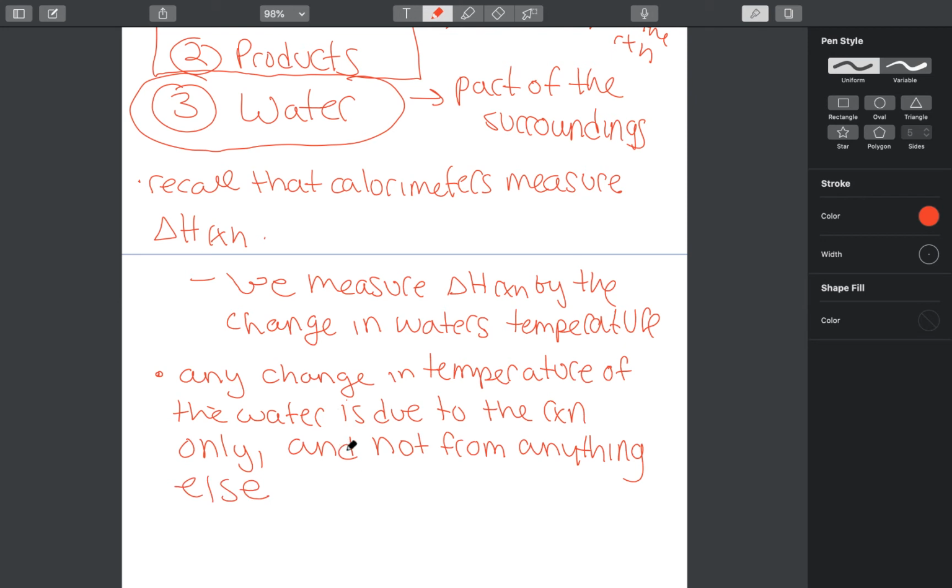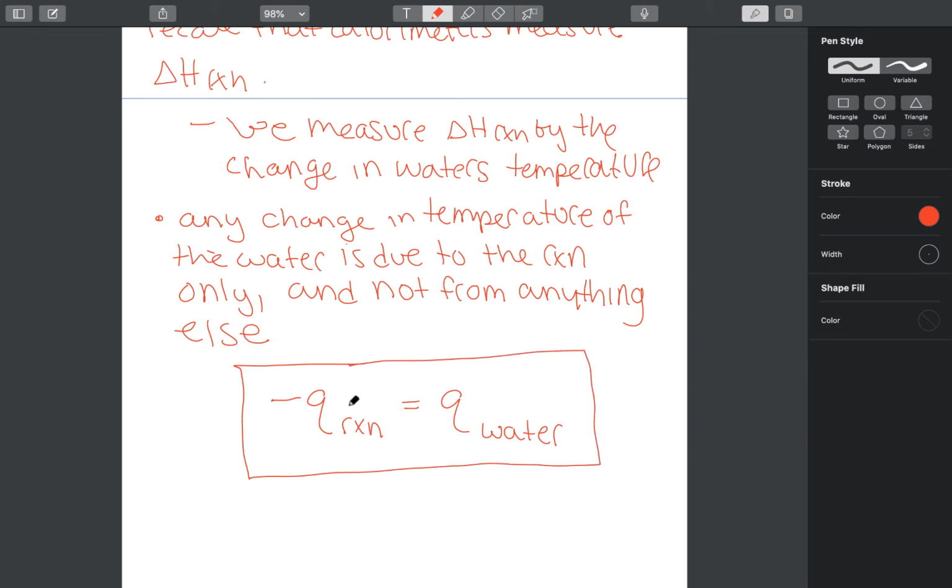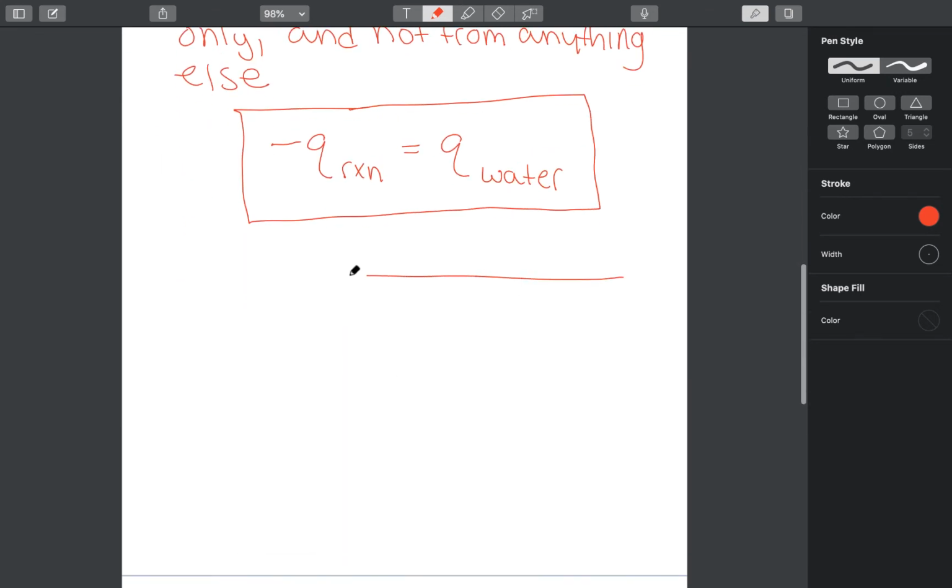And remember that the water is considered the surroundings and the reaction itself is considered the system. So in other words, since we assume that any change in temperature of the water is due to the reaction itself and not from anything else, we can write this general equation. So, what is this equation telling us? Negative Q of the reaction is equal to Q of the water. So let's draw a little table here.